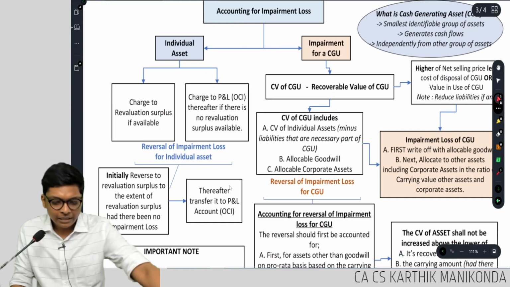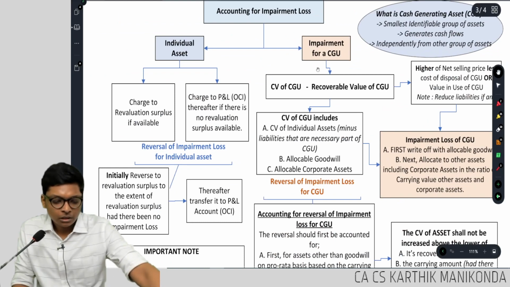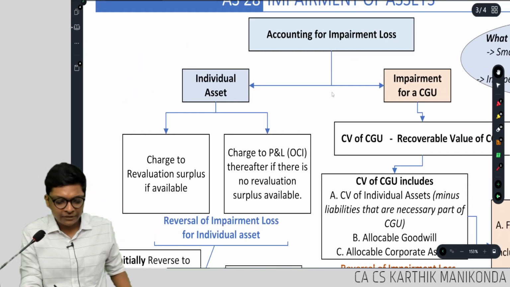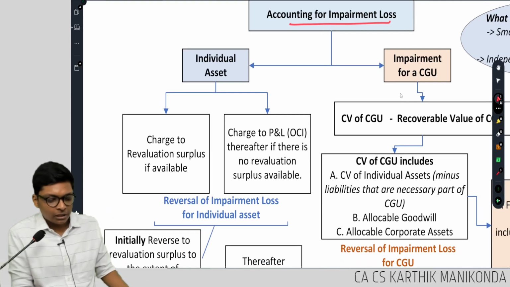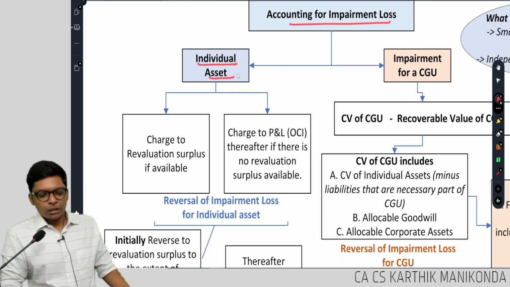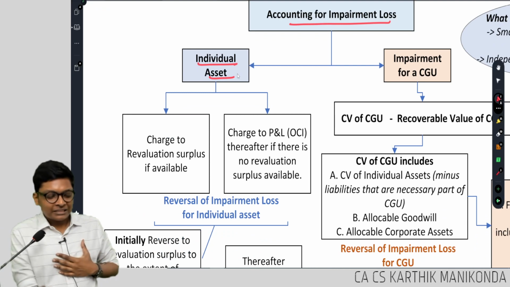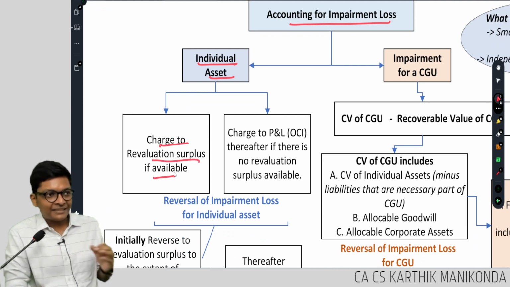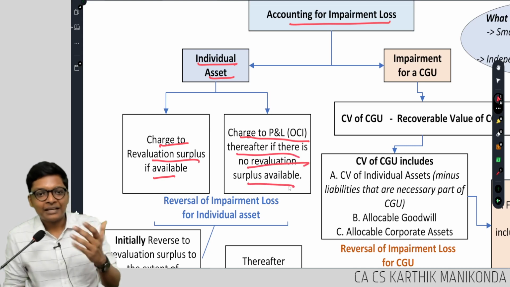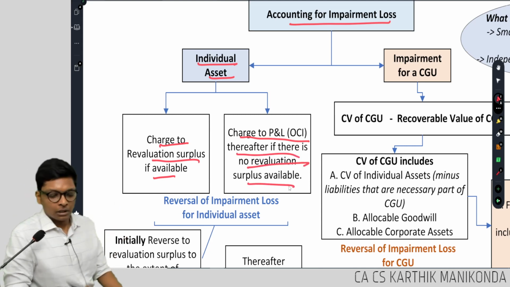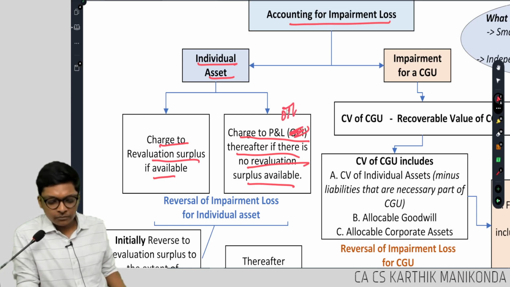Look at this. Impairment of an asset. Forget the other side of the book. Note will come there later. I am talking about accounting for impairment, which is important. Look how I have simplified the notes. Charge to revaluation surplus if available. Charge to P&L thereafter if no revaluation surplus is available. That's it.